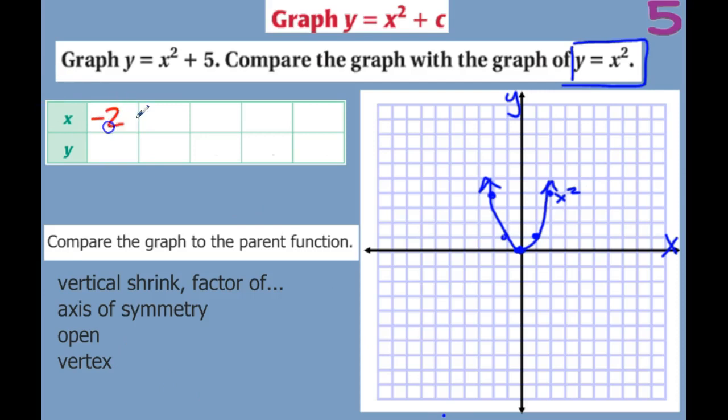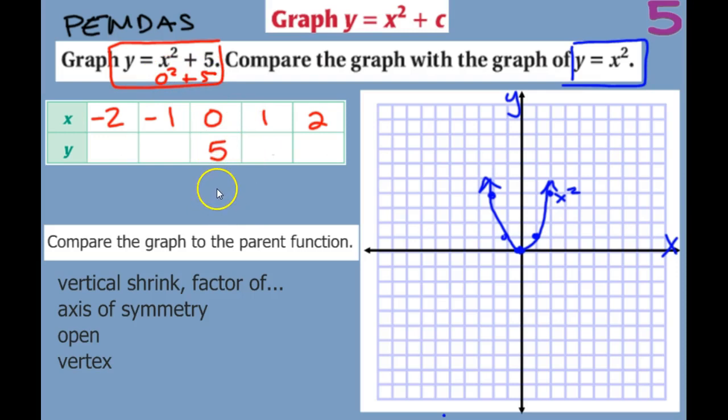And now let's plug in our numbers into our table for this new function. So again, order of operations, we're going to do our exponent first, multiply and divide, and then add and subtract. So first, 0 squared is just 0, so 0 plus 5 is 5. Then I'm going to plug in a 1. 1 squared is 1. 1 plus 5 is 6. Same thing on the other side, because if I plug in a negative 1 squared is really negative 1 times negative 1, which makes a positive 1. And 1 plus 5 is also 6. If I plug in a 2, 2 squared is 4. 4 plus 5 is 9.